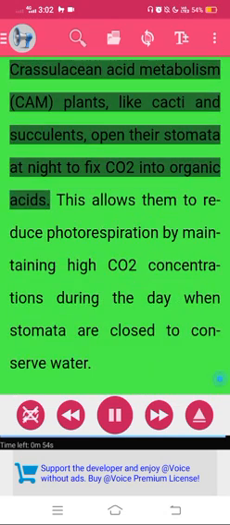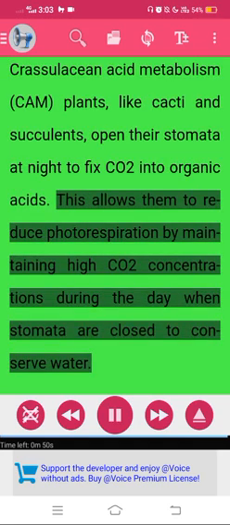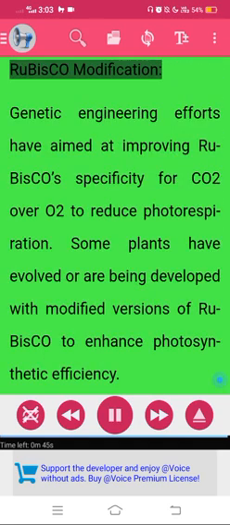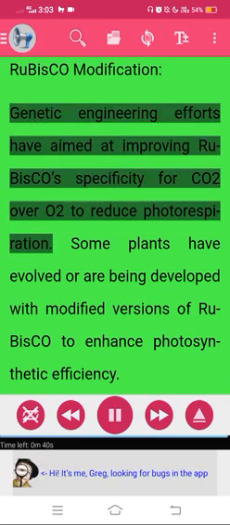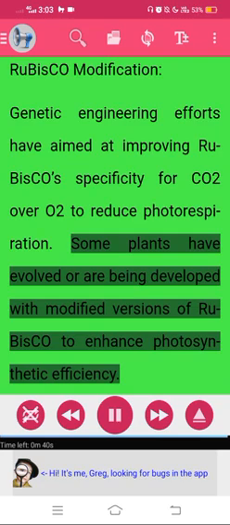CAM photosynthesis. Crassulacean acid metabolism. CAM plants, like cacti and succulents, open their stomata at night to fix CO2 into organic acids. This allows them to reduce photorespiration by maintaining high CO2 concentrations during the day when stomata are closed to conserve water. Rubisco modification. Genetic engineering efforts have aimed at improving rubisco specificity for CO2 over O2 to reduce photorespiration. Some plants have evolved or are being developed with modified versions of rubisco to enhance photosynthetic efficiency.